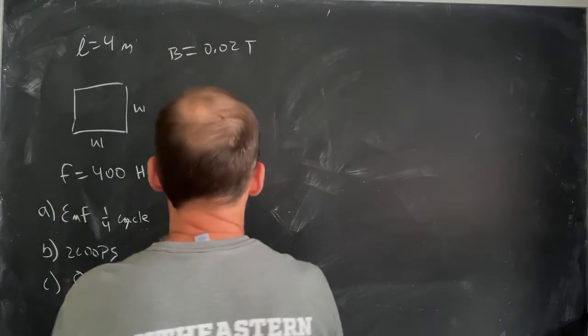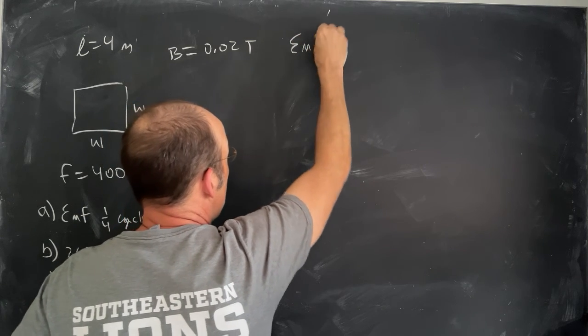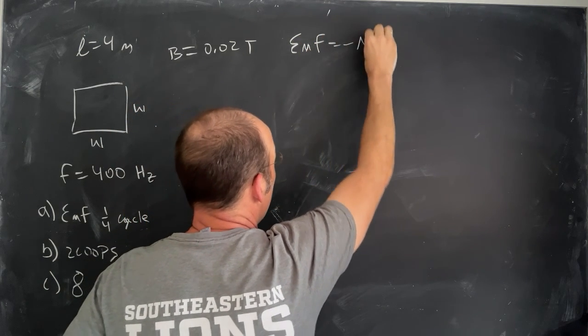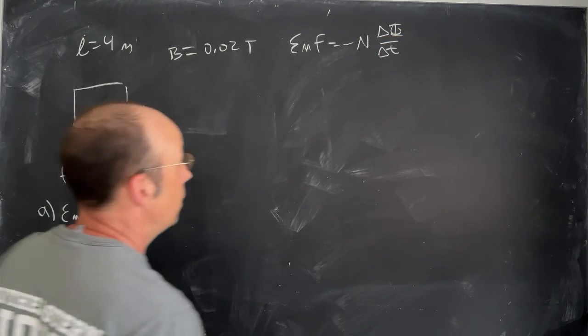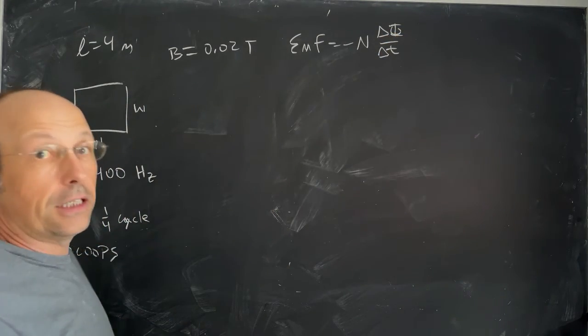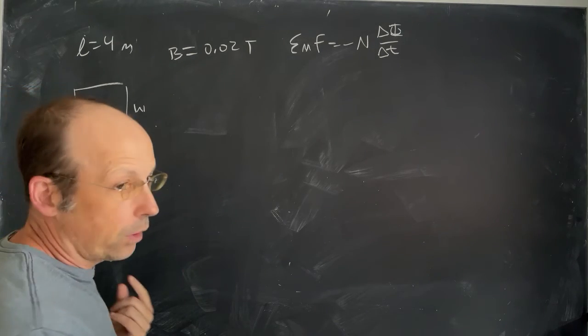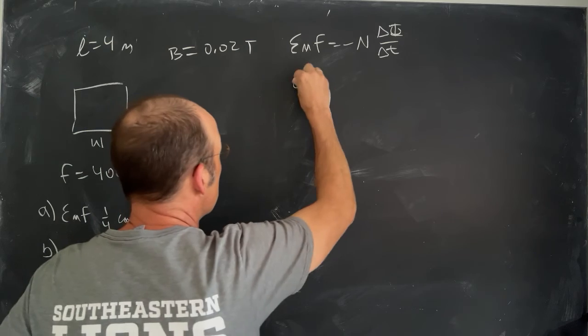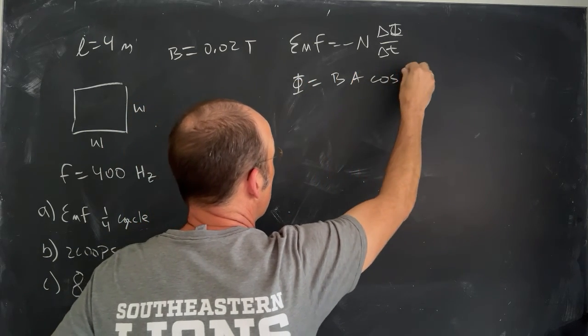So let's just stop for a second. Remember that Faraday's law says that the EMF is negative N times the change in flux with respect to time. The negative sign is part of Lenz's law. We don't have to worry about that. N is the number of loops, so here we only have 1 loop. And flux is B A cosine theta.